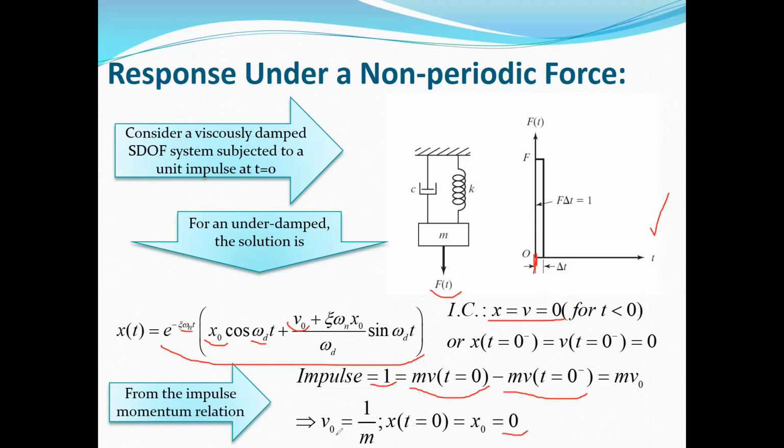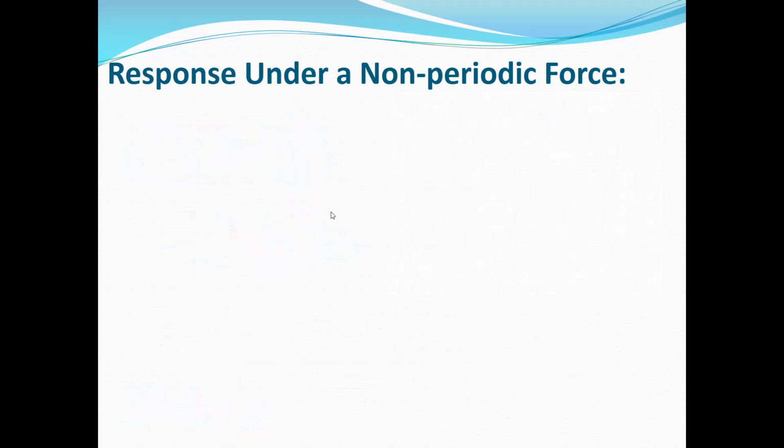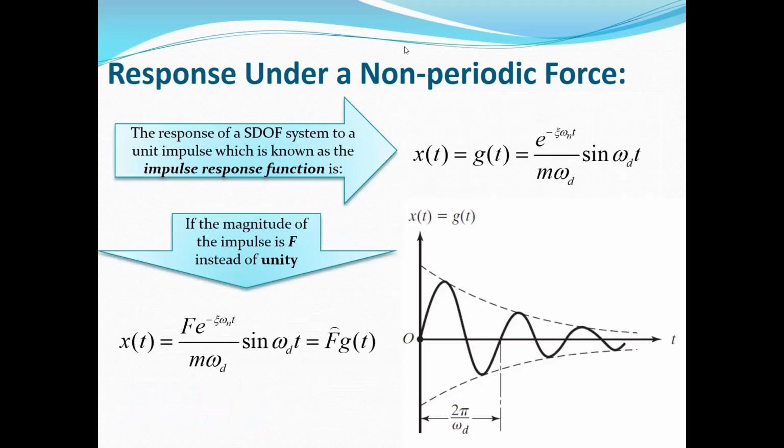So we can use this initial condition v naught and x naught in the response, and then we can simplify and obtain the response of the system subjected to an impulse, as you can see. So the response x(t), which here we call g(t), is in fact the response of the system subjected to the impulse, and we call it the impulse response function. It's equal to this term, okay?